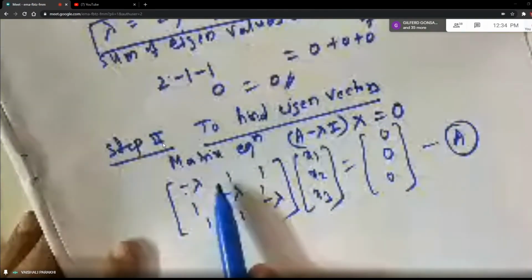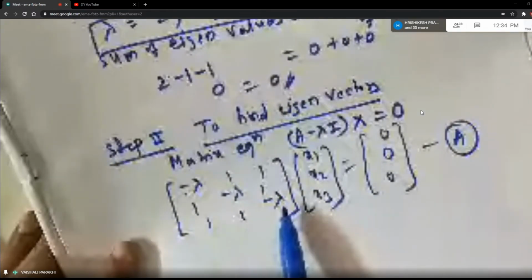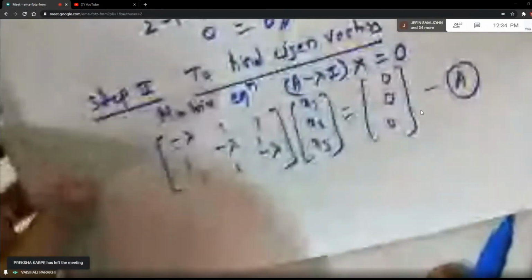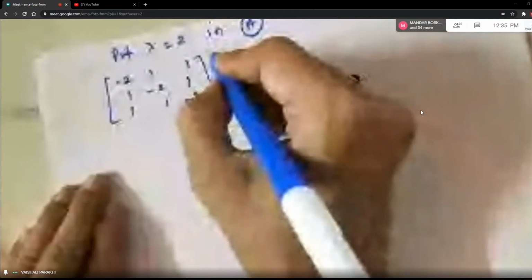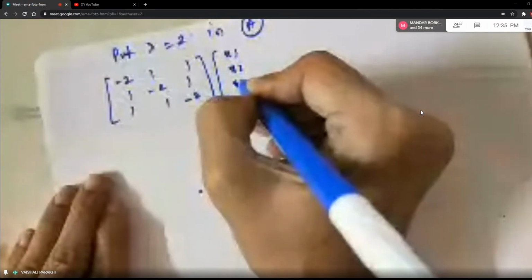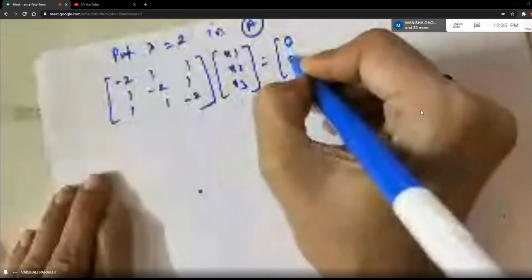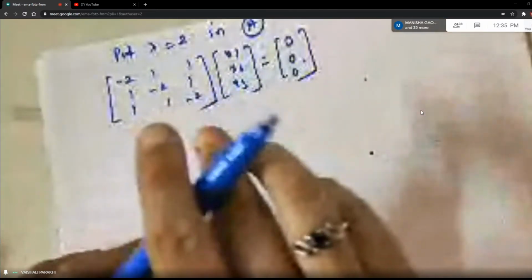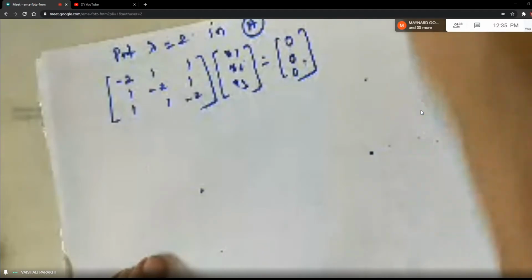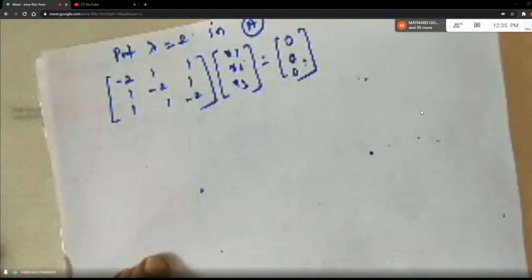So minus 2, 1, 1, 1 minus 2, 1, 1, 1 minus 2, times x1, x2, x3 is equal to 0, 0, 0, right? So let us write this. Minus 2, 1, 1, 1 minus 2, 1, 1, 1 minus 2, times x1, x2, x3 is equal to 0, 0, 0. Okay. Now can you write 3 equations, students?